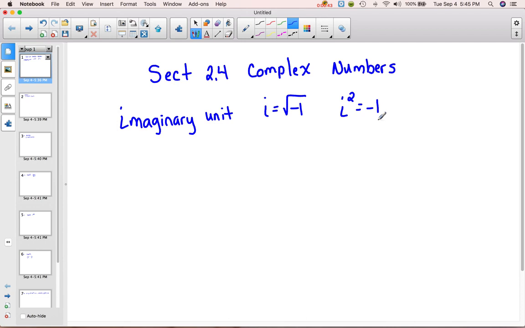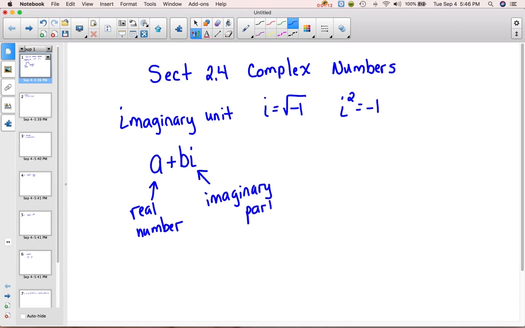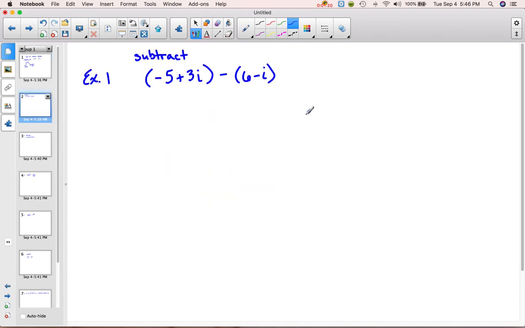So these come up frequently with quadratics because if we take the square root of a negative, we end up with an imaginary number. Now a complex number is generally in the format of a plus bi, where a is the real number part and the bi is the imaginary part. So if you're putting it in its general format, you would put it into this form. So let's do a few examples to kind of review.